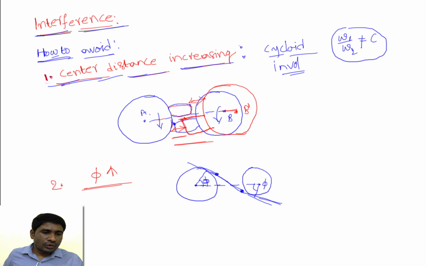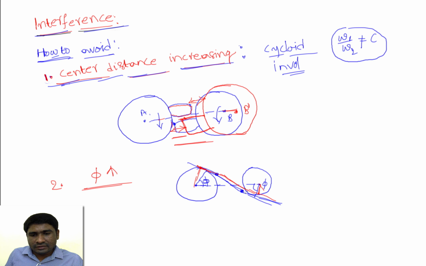So now we need to increase the pressure angle. So for example, I increase the pressure angle to here, and in this case to here, or something like this. That means the common tangent should pass through these points now. So these points like this.